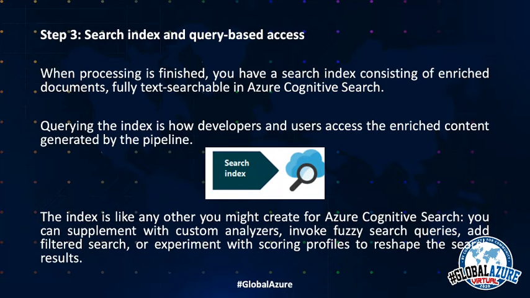Finally, after you build your skill set, the search index is created. It can perform full text search. So you can now use this service, Azure Cognitive Search, and the queries are quite easy to follow. You can even improve your process. You can add fuzzy search queries. You can filter the results.